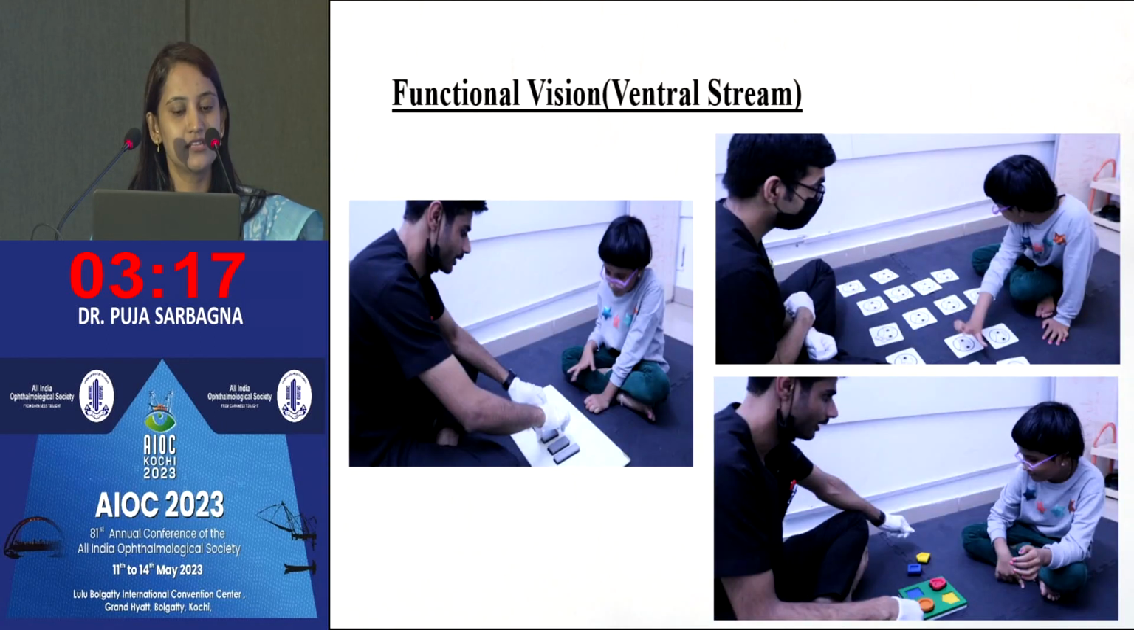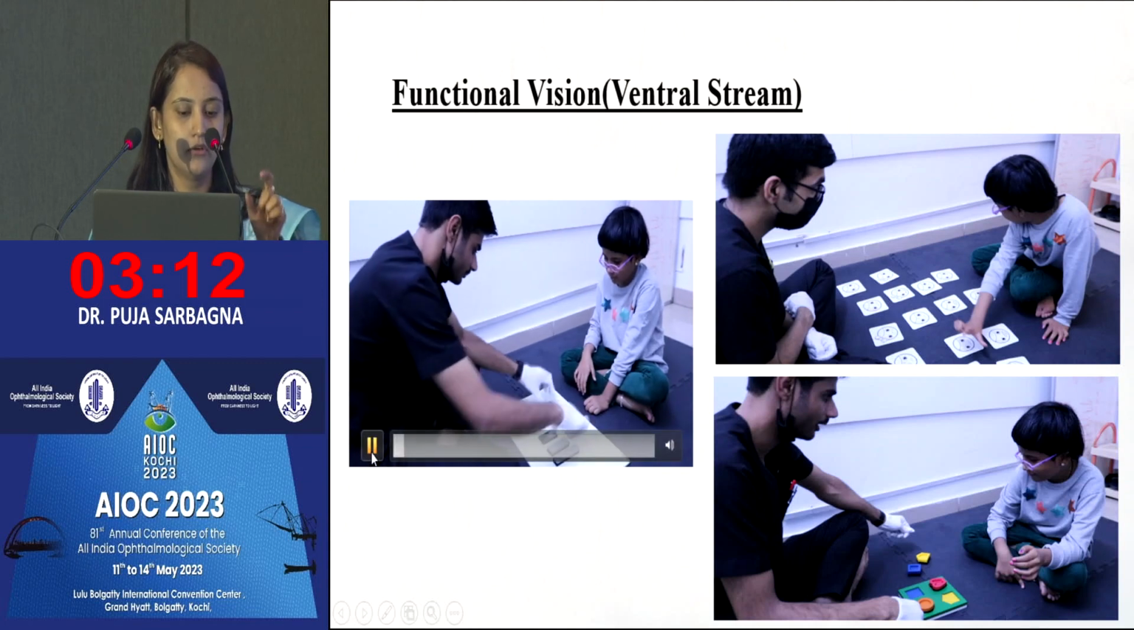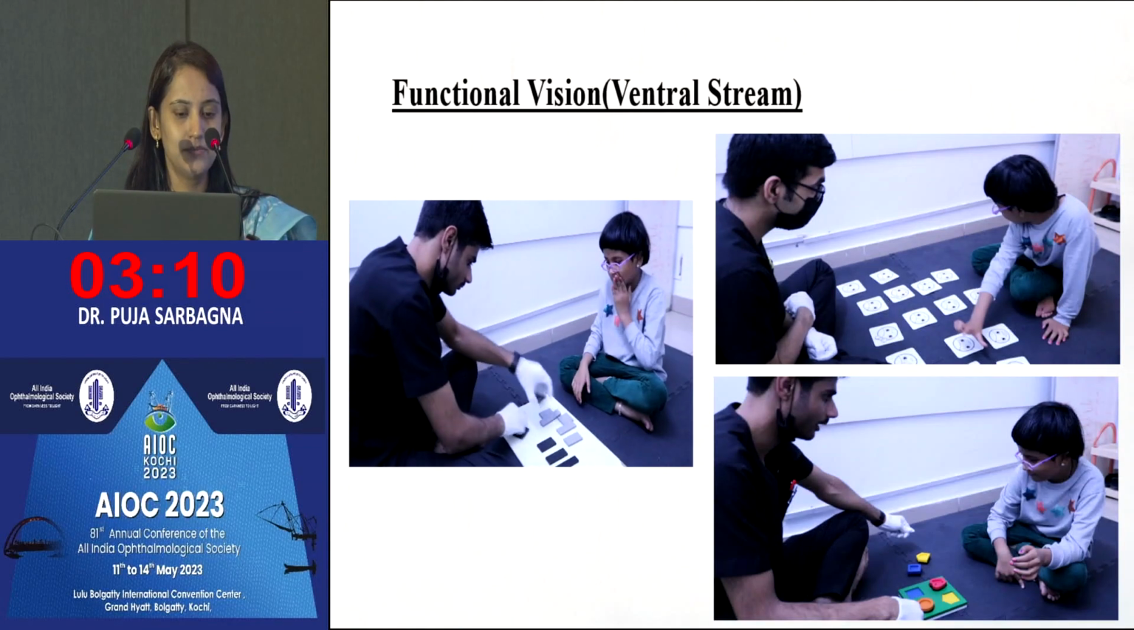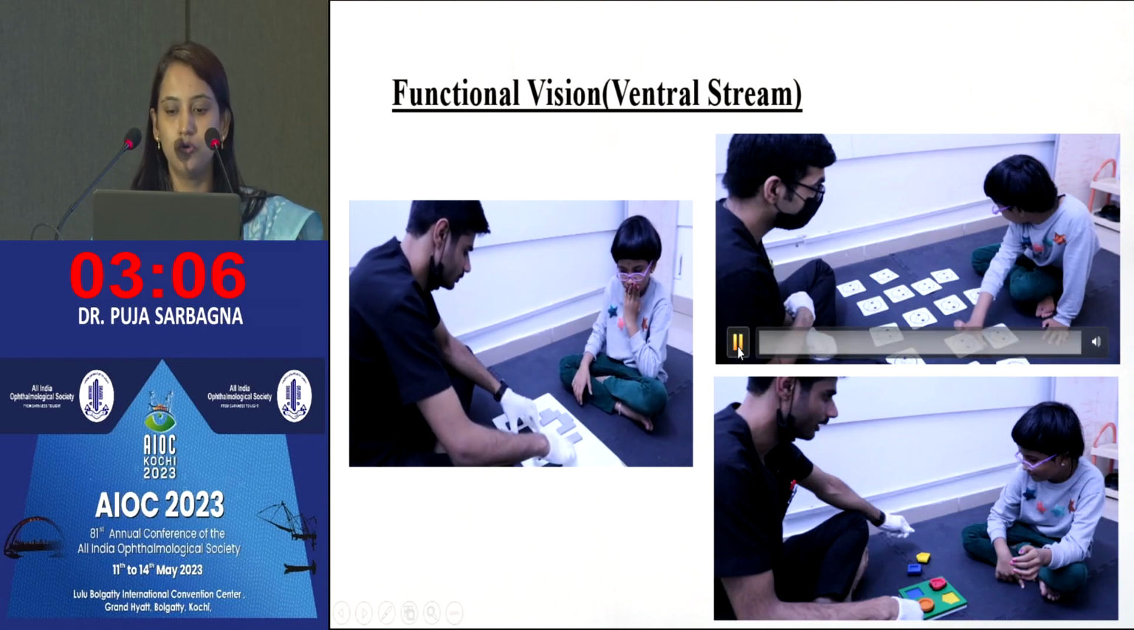Now next is ventral stream function. First is size recognition. Basically this is the Leah rectangle. We need to place all the Leah rectangle shapes and ask the child to match with the same shape.